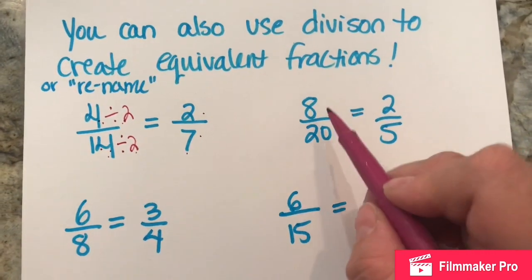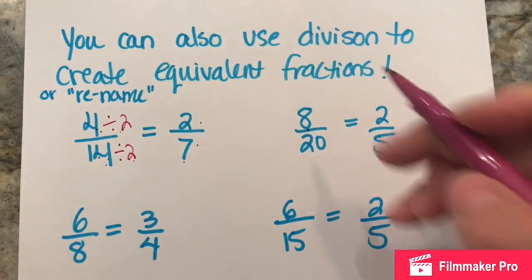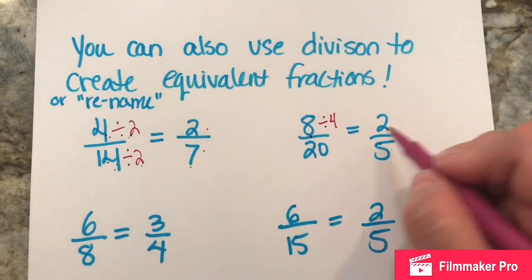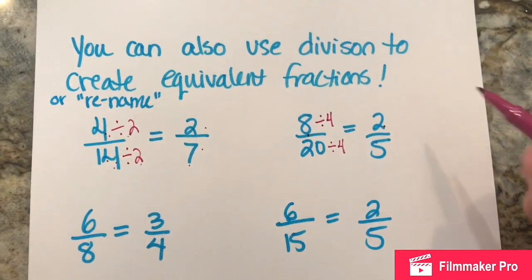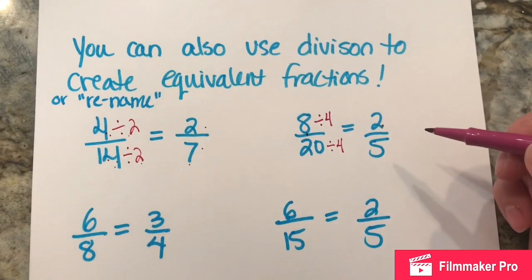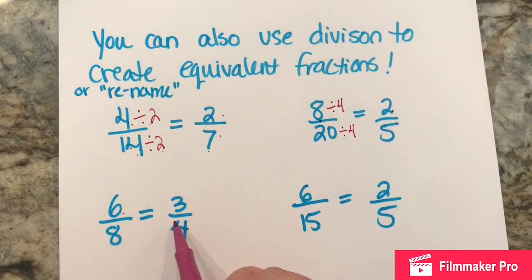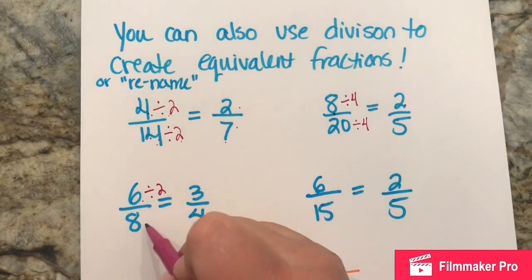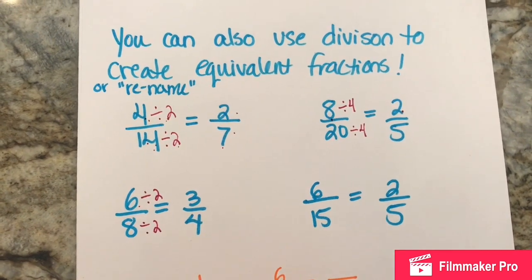Over to here, I think about what do I have to do to the 8 with division to get me down to a 2? I know I'm going to divide by 4. So then if I did that to the top and got 2, I also need to check to make sure I can do it to the bottom to make sure they are equivalent. Yes, they are. Over here, I got 6 needs to get down to 3, and I know I can divide by 2. Whatever I do to the top, I must do to the bottom, and there's an equivalent fraction again.